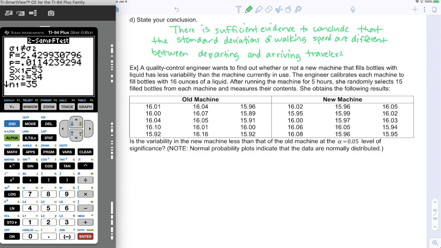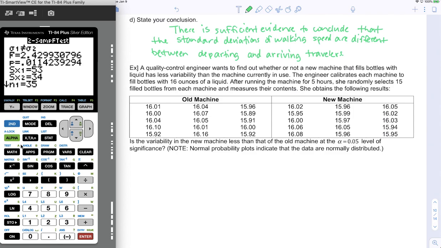After running the machine for 5 hours, she randomly selects 15 filled bottles from each machine and measures their contents. She obtains the following results. So we have some data in two separate lists here. Is the variability in the new machine less than that of the old machine at the alpha equals 0.05 level of significance? Note, normal probability plots indicate that the data are normally distributed.